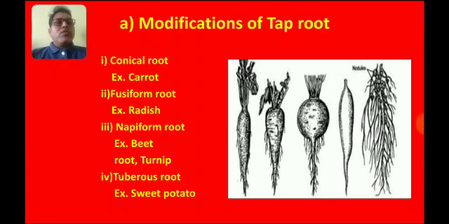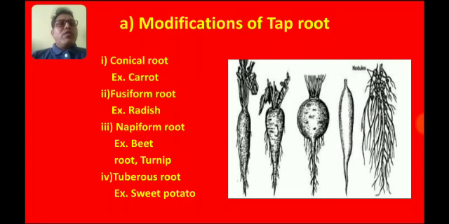As shown in this figure, there are four different kinds of modification of the tap roots. This is the conical root, where the uppermost portion of the root is swollen and broader at the apical portion and tapering towards the end. That type of root is observed in the carrot. Now let us focus on the second, that is the fusiform root. The fusiform root has a spindle shaped appearance, tapering towards both ends and swollen at the middle. That type of root is called the fusiform root. It is found in the radish.